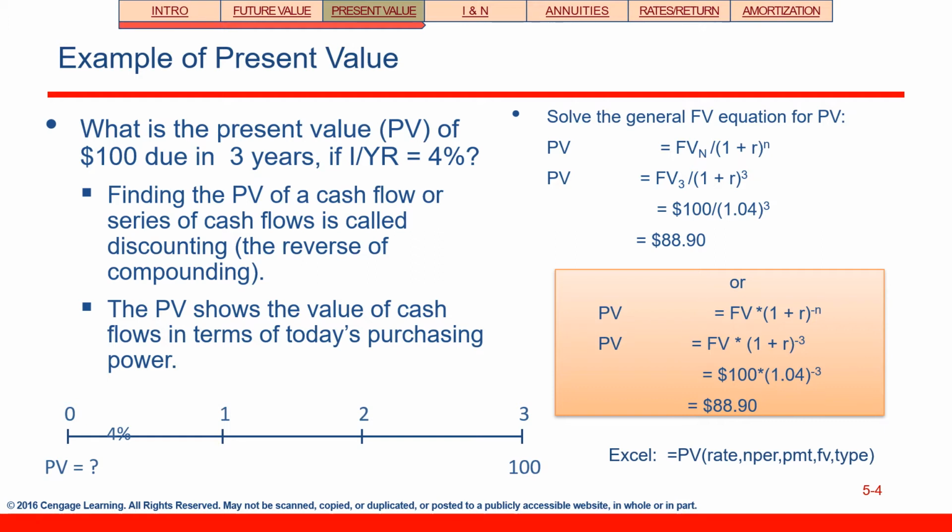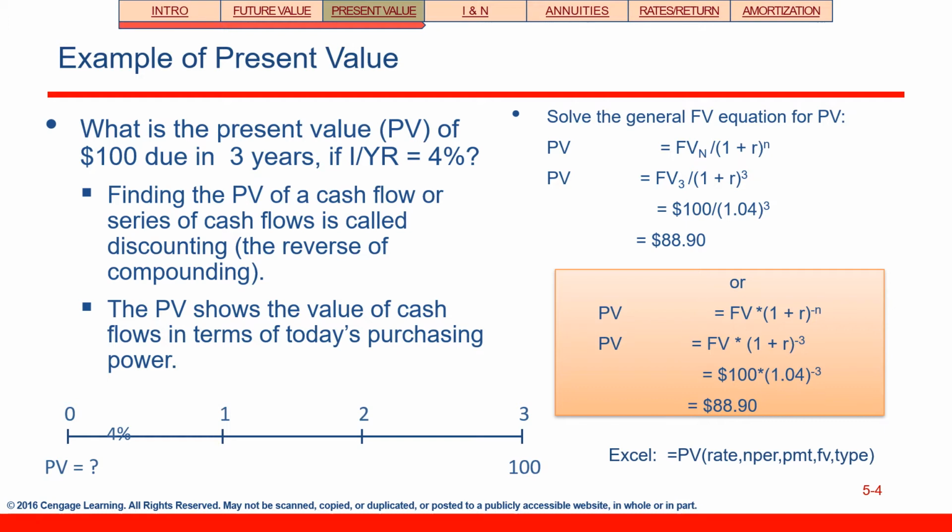By using the formula, plug in the formula: present value is equal to future value divided by 1 plus r raised to the n, or present value is equal to future value times 1 plus r raised to the negative n power. So take note, if you are using division, your n is positive, but if you are using multiplication, your n is negative. Anyway, they have the same answer, which is 88.90.